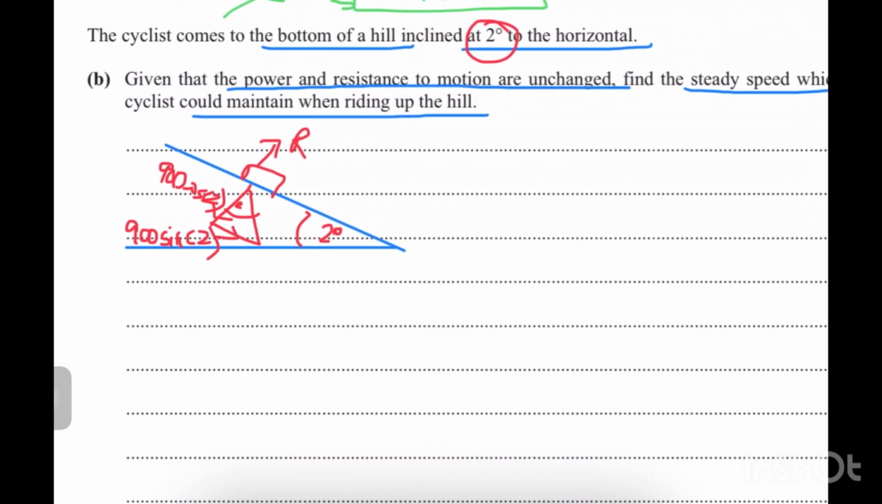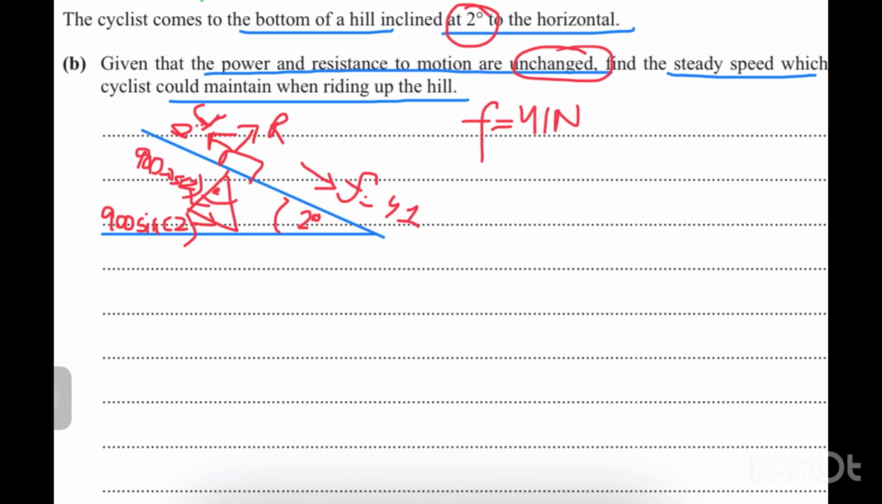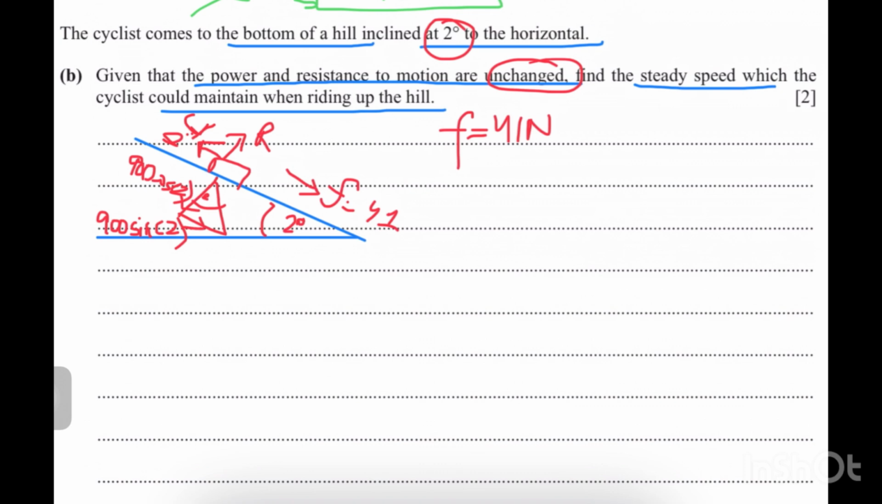Now they're saying that the cyclist is riding up the hill. So that means that he must be exerting some sort of driving force over here. And there is friction again, which they have mentioned as unchanged. And we found out the friction to be equal to 41 newtons. So it is opposite to the intended movement, so it will act in this direction, and it is equal to 41.